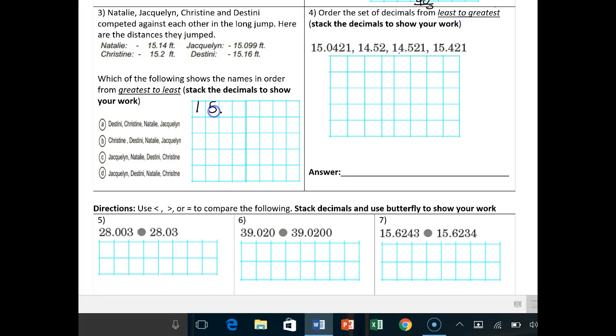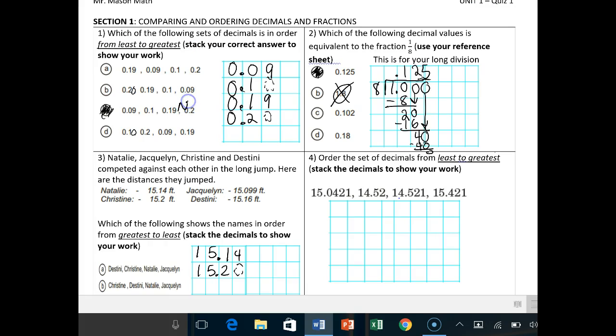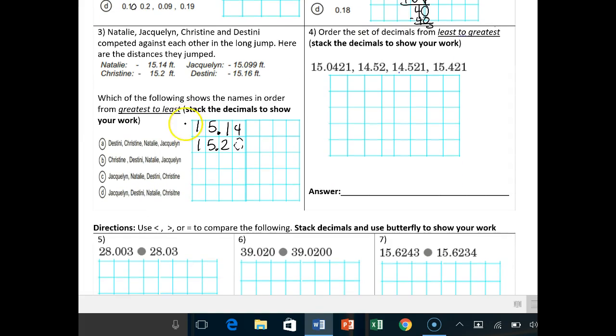I have 15.14, I have 15.2, 0, right? This is N for Natalie. Oops. Sorry about that. This is N for Natalie, C for Christine. Jacqueline's up next, 15.099. These are not in order, by the way. I'm just stacking my decimals. All right, and then Destiny's last, 15.16, and then fill in a 0.